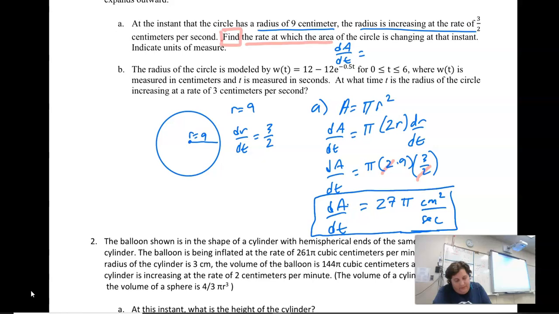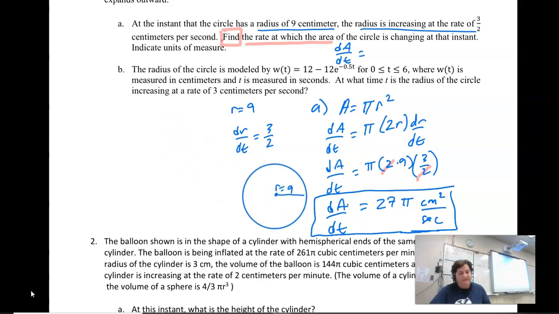Okay, so now let's go ahead and look at part B. Move this over so I have enough room. For part B, it says the radius of the circle is modeled by this equation, 12 minus 12e to the negative 0.5t, for time between 0 and 6. When you start seeing equations that aren't what we're used to, like area or volume, and they just throw something random at you, guys, it's the related rates test. You're going to take a derivative, okay? So don't let it stress you out.